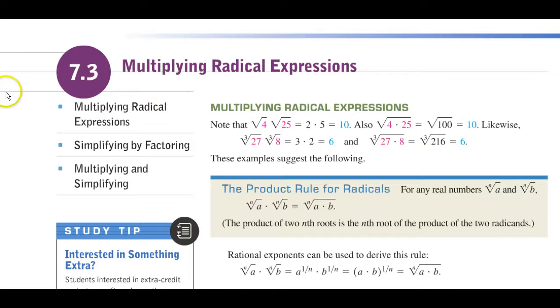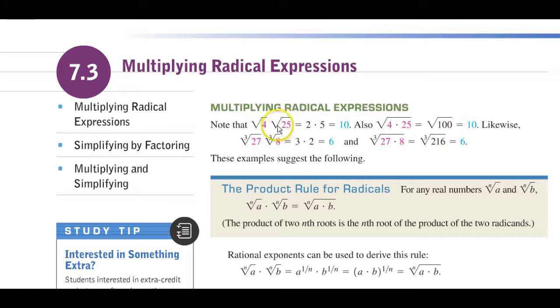Going on to topic 3 now of chapter 7, multiplying radical expressions. And they're giving us a little thumbs up here in the beginning. Note that if you have the square root of 4, which is 2, and the square root of 25, which is 5, 2 times 5 is 10. Now if you also multiply the radicands, 4 times 25 is 100. The square root of 100 is also 10.